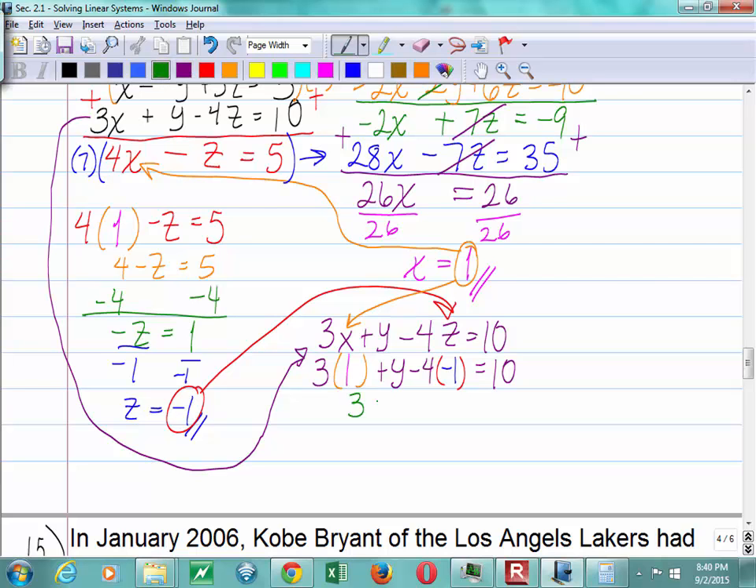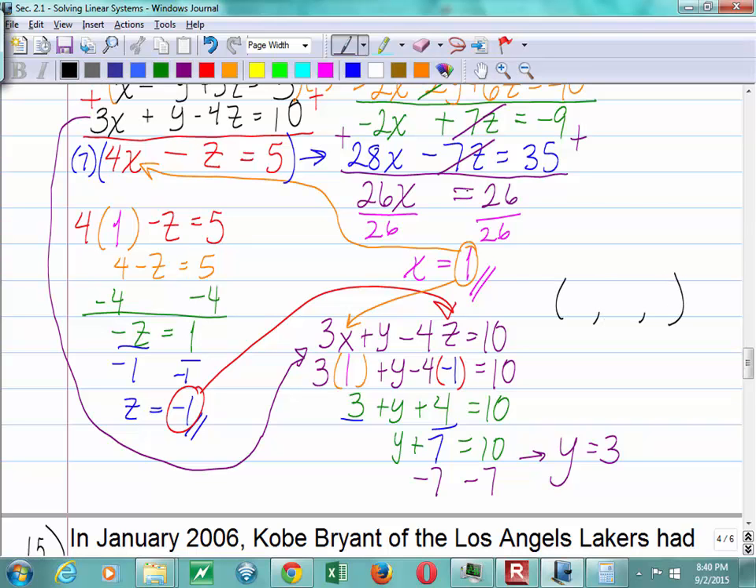Okay, so that's 3 plus y plus 4 equals 10. Combine the like terms. 3 plus 4 is 7. So I have y plus 7 equals 10. And then subtract 7 from both sides and get y equals 3. So then I'm going to write my solution as an ordered triple, x comma y comma z. So in this case that's 1 comma 3 comma negative 1.